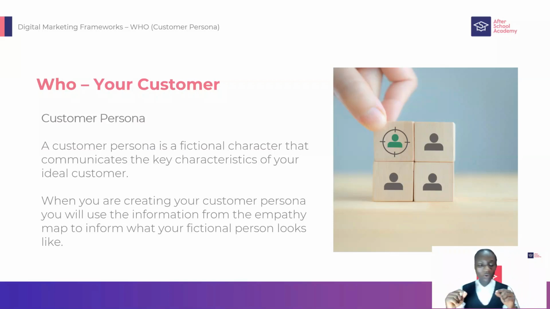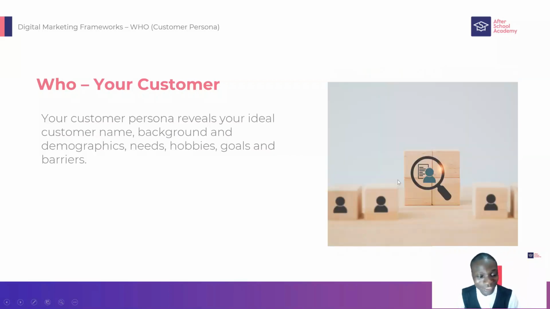All right. So when you are creating your customer persona, you use the information on the empathy map to achieve that. So in a situation where you have four people, your customer persona is that one. That's the target, as you can see in this image. That is the person the sniper of your marketing effort wants to get. So you set your sniper very well. All right. So your customer persona reveals your ideal customer name, background, demographics, needs, hobbies, goals, and barriers. So from these, when you uncover all these things, it makes your work easier as a marketer.